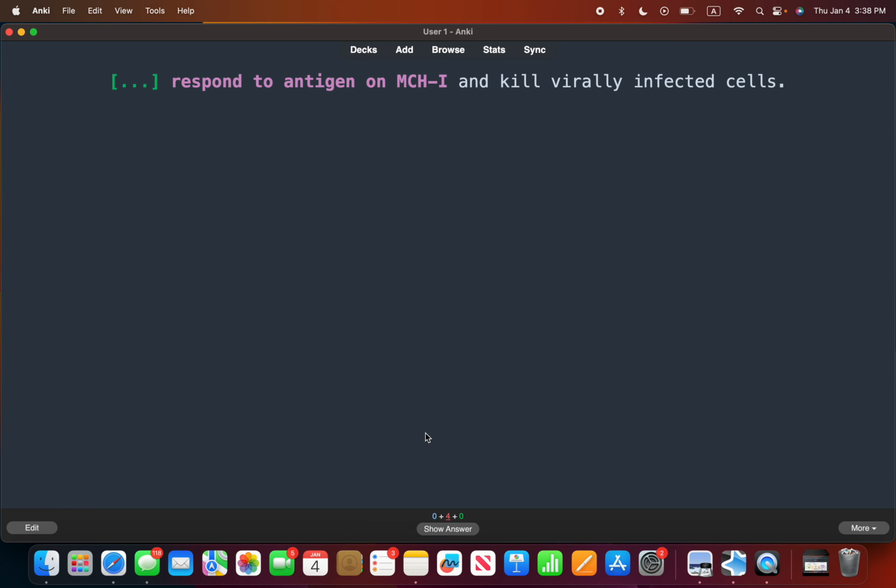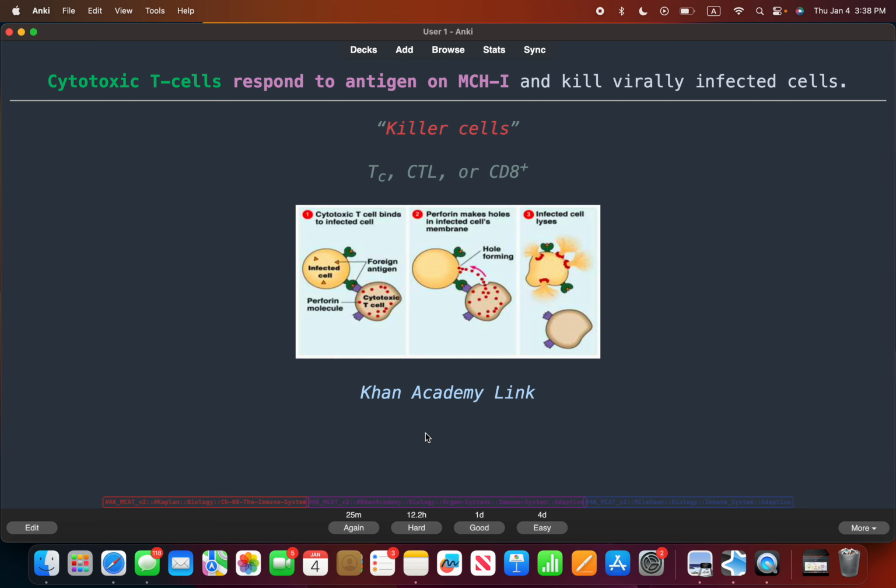What responds to antigen on MHC1 and kills virally infected cells? What responds to antigen on MHC1 is the CD8 plus, or this cytotoxic T cell, killer cells, TC, CTL. They respond to MHC1, so they attach to the pathogen. The cytotoxic T cell binds to the infected cell. It uses perforins to create holes in the infected cell's cell membrane, and then the infected cell lyses, right?